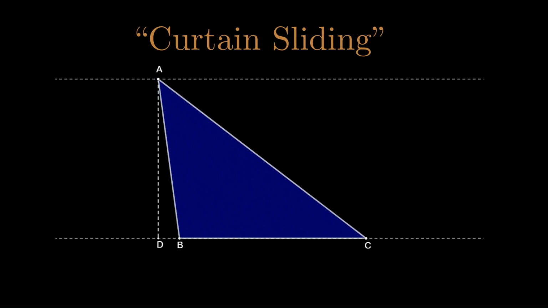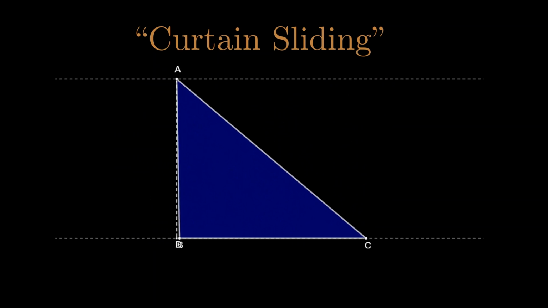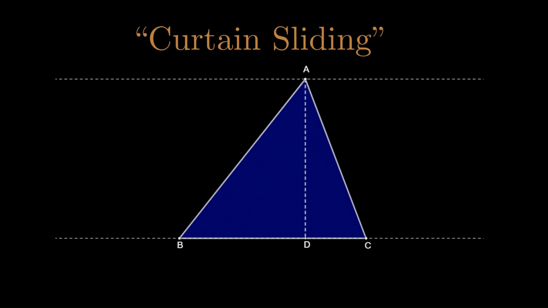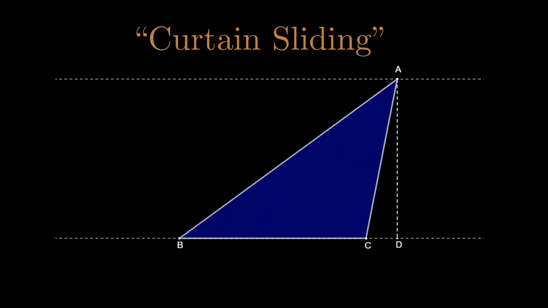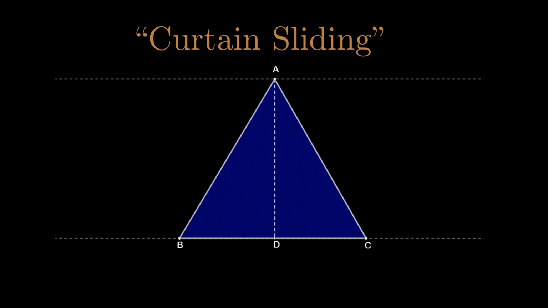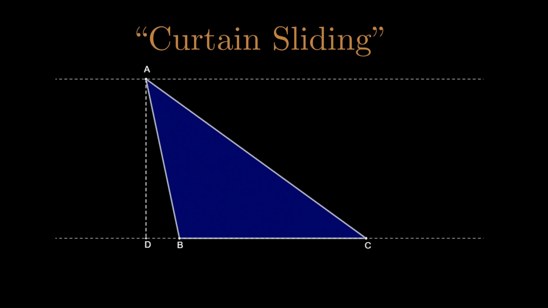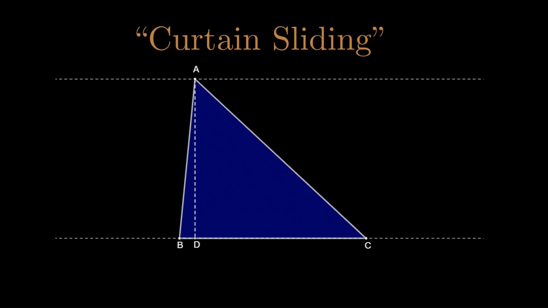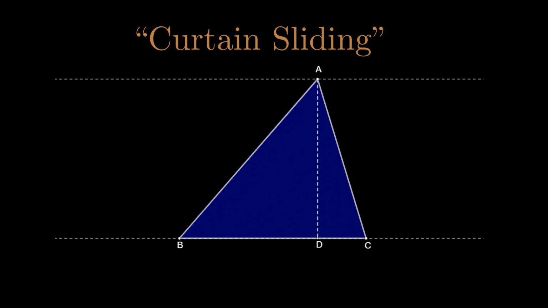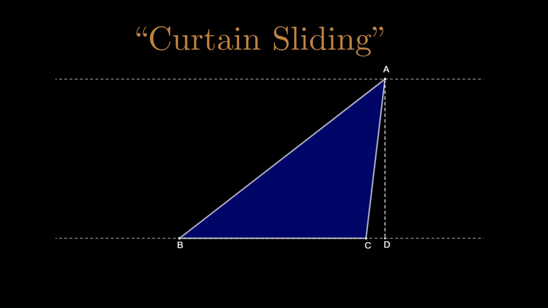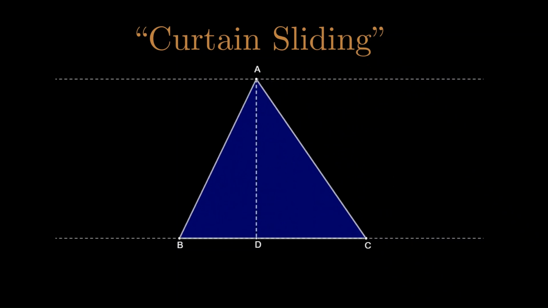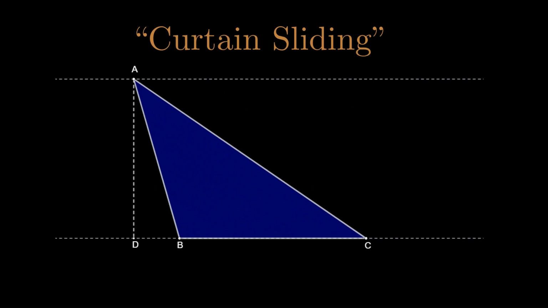Keeping the base segment of a triangle unchanged and its opposite vertex sliding on a line parallel to the base, the area of the triangle will remain the same. This operation has a nickname, curtain sliding. It can be used to calculate the areas of triangles and polygons.